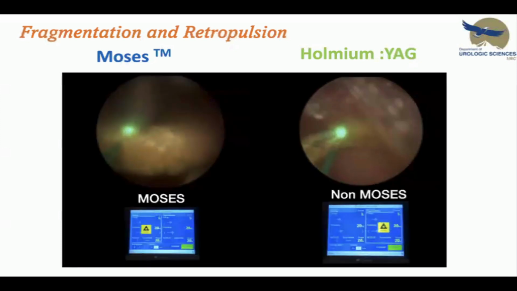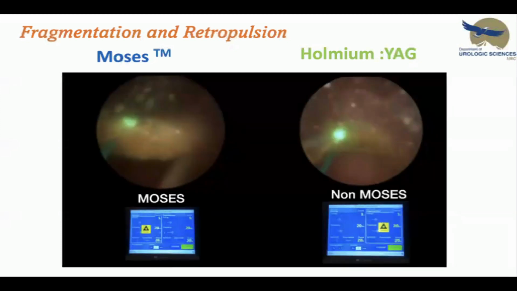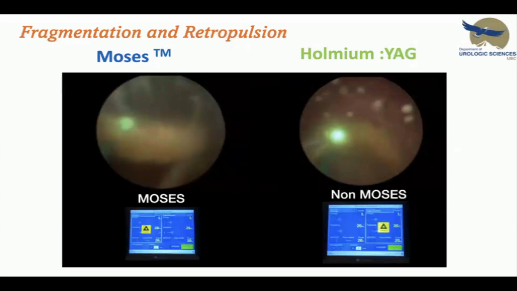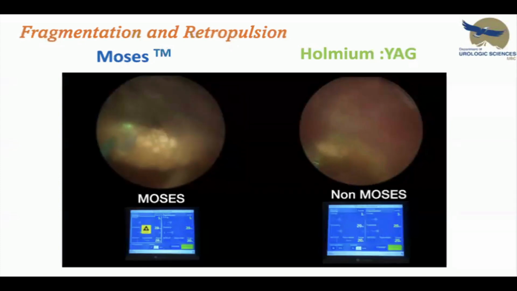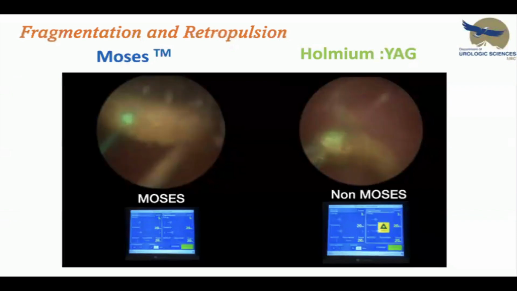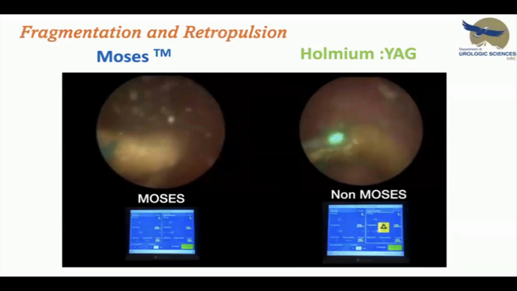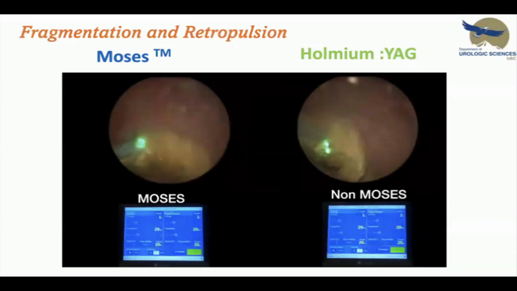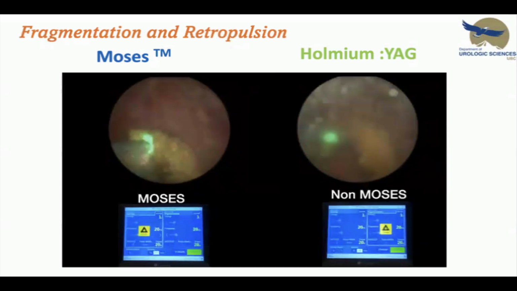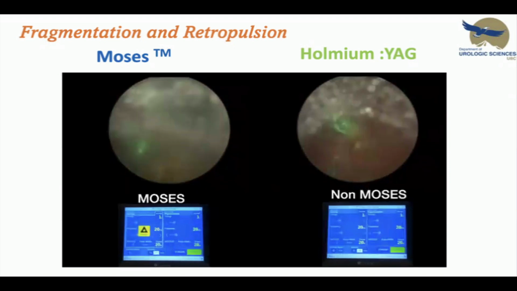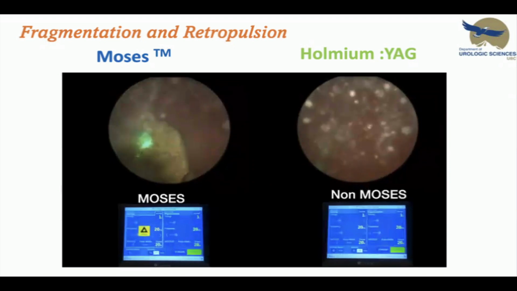This video can show the difference between the Moses technology and holmium YAG. On the left side, we can see Moses, and on the right side, holmium YAG. We can see the difference, how Moses is kind of melting the stone, and how holmium YAG is more of fragmenting and expulsive power.